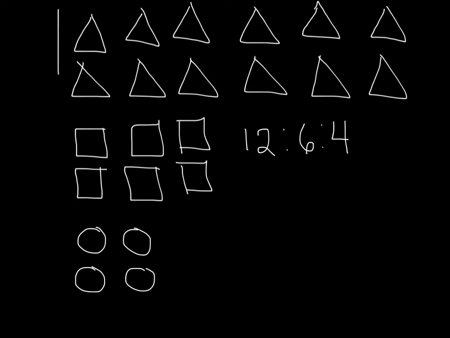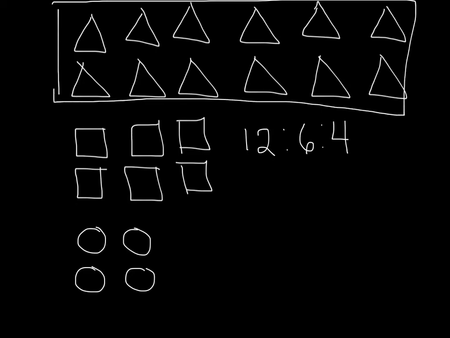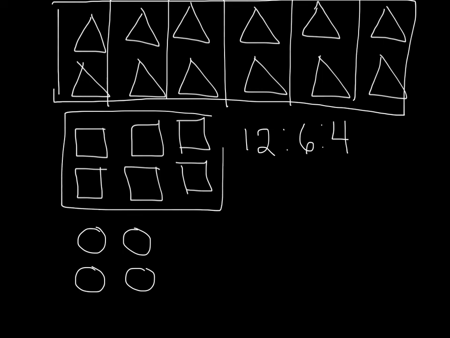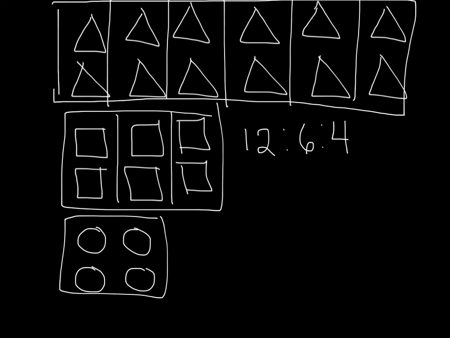And so here's what I'm going to do this time. I'm going to actually simplify this ratio by taking my 12 triangles and putting them in 6 groups of 2. And my squares can be put into 3 groups of 2. And my circles can be put into 2 groups of 2. And so let's see, I have 12 triangles, 6 squares, and 4 circles, a 12 to 6 to 4 ratio.